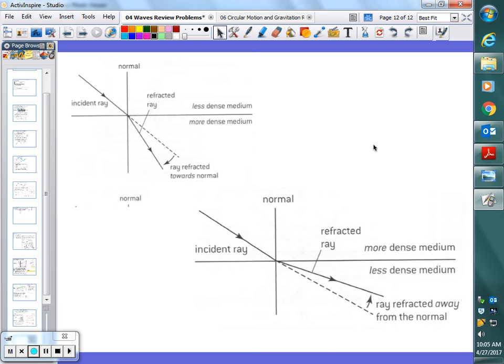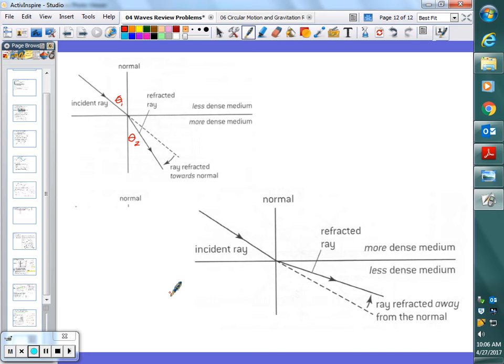In this case, we have an incident ray. Generally speaking, we measure that ray with respect to the normal, okay? So this is the incident ray, and then this is the angle of refraction as measured by the normal, okay?